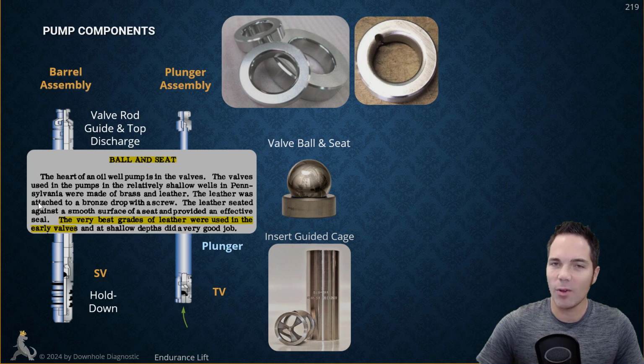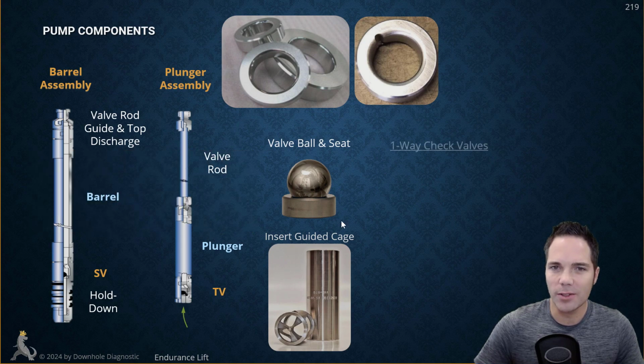Well, if you have a very small pressure differential, I have no idea what depth these wells were at, but maybe they were at 1,500 feet, something like that. Then maybe that would work well enough. Obviously, it's not going to work as well or be as durable and last as long as it would if you have a steel ball and seat. So anyways, kind of interesting to see that there.